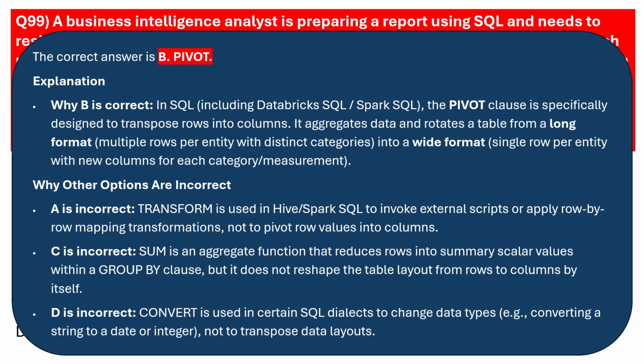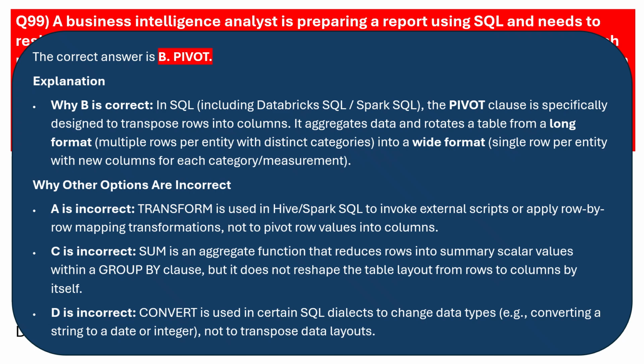Pivot. Explanation. Why B is correct. In SQL, including Databricks SQL/Spark SQL, the pivot clause is specifically designed to transpose rows into columns. It aggregates data and rotates a table from a long format, multiple rows per entity with distinct categories, into a wide format, single row per entity with new columns for each category/measurement.